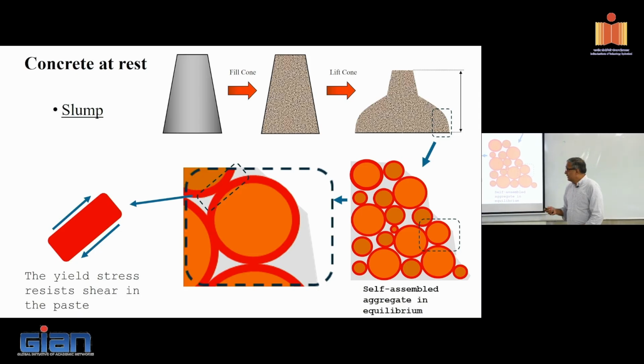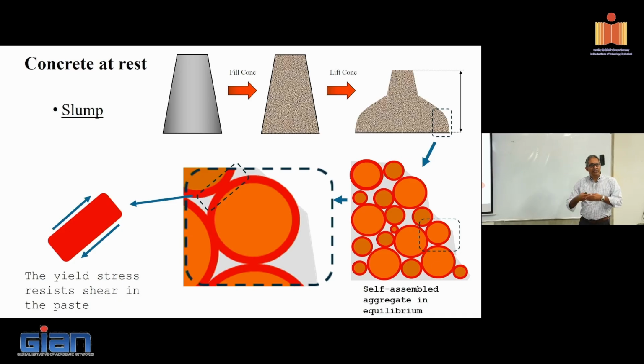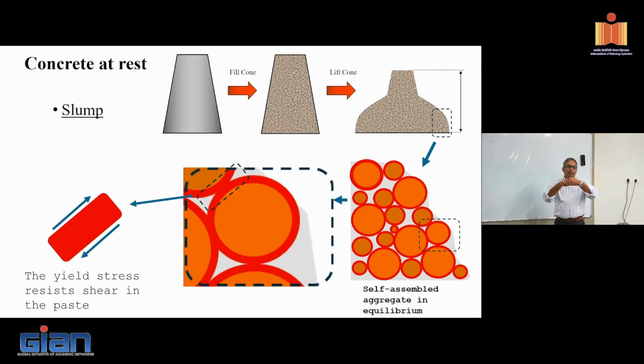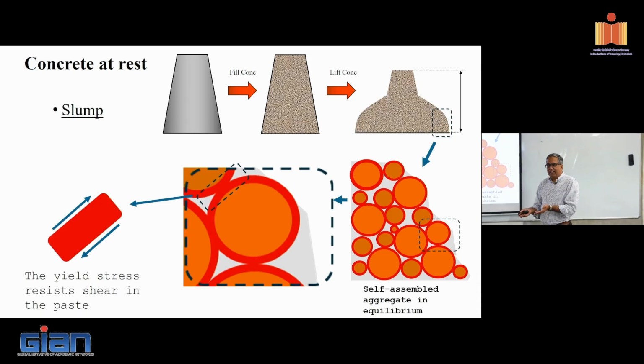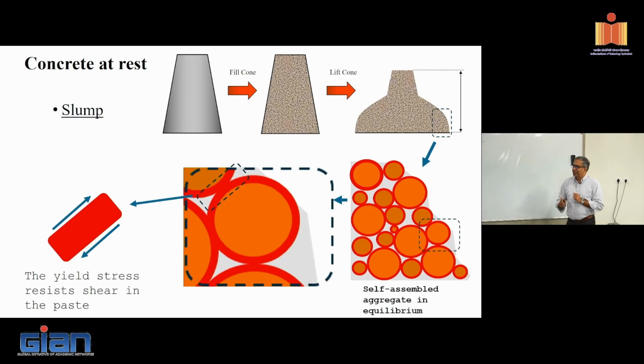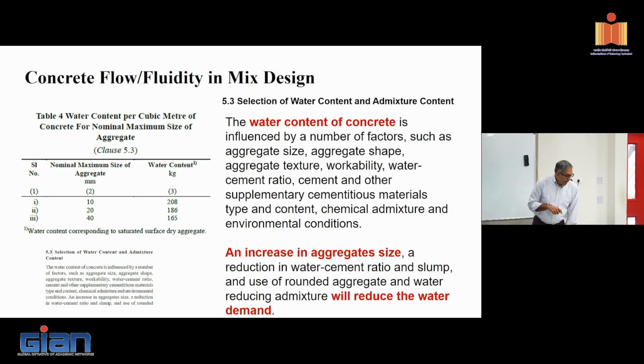So what will happen? This configuration will not be possible because internally the paste cannot sustain that level of shear. It's going to give way, it's going to slip, it's going to shear off. And what will happen then? The concrete will settle even more and you'll get a higher slump. So what ultimately determines the slump of concrete? In addition to all the other factors that we have, the yield stress of the paste. Remember, this is a static condition, it's not a fluid condition, it's not a flow condition, right?